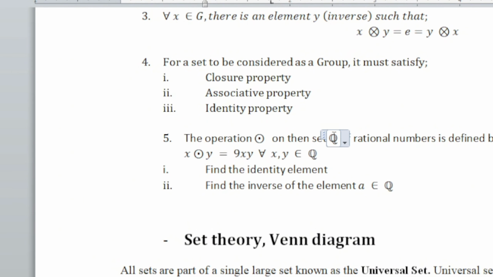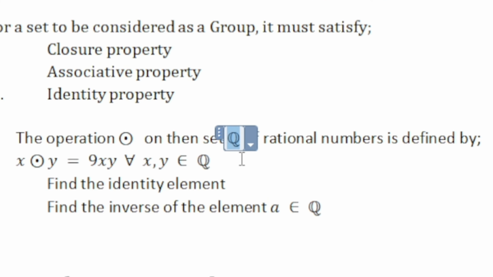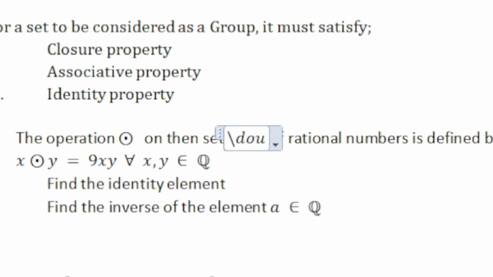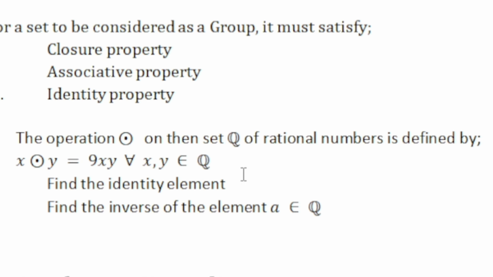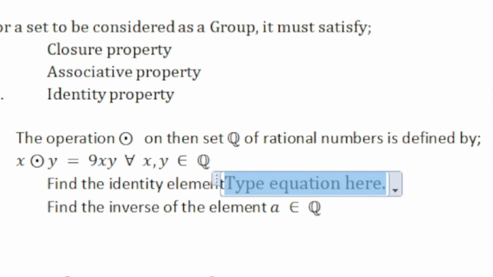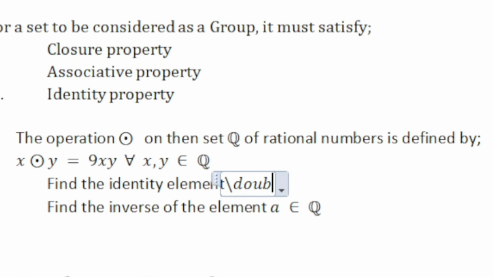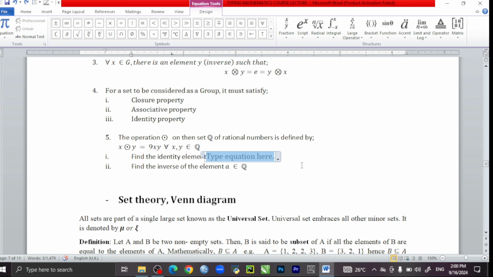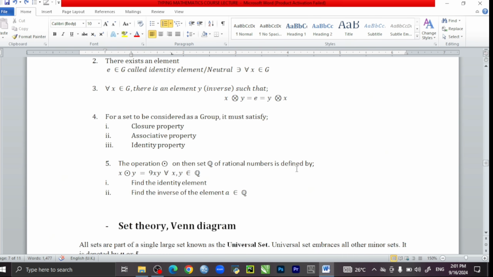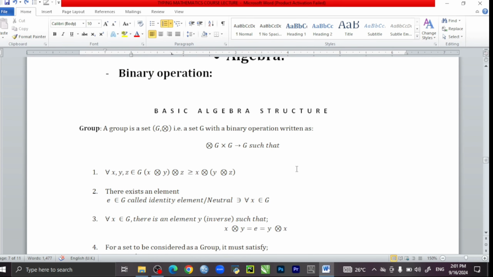Now this Q: when you see a letter that is kind of double, the code is \double, then a capital Q, space, and it gives you that shape. For example, if I want to do something else, \double with a small letter q, it's a small double q that shows. All right, so that's basically what is required for binary operations.